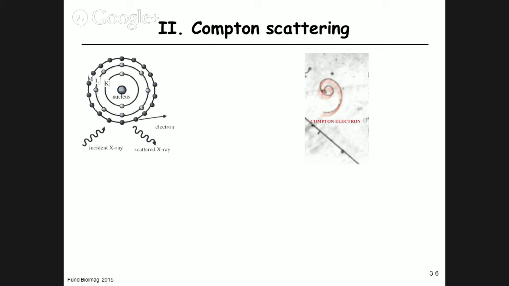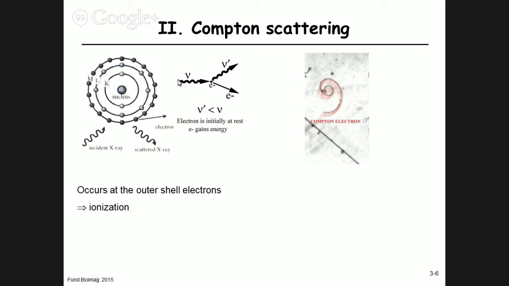We'll do that experiment later. Now, Compton scattering occurs at the outer shell electrons. It's an effect that's largely limited to the outer shell electrons. Since it's an interaction of the X-ray with the electrons, it actually results in ionization of the atom. So basically, you've got the X-ray coming in, here's the outer shell electron. It's kicked off with a certain energy, and the photon is deviated. We'll assume here that the electron is at rest and takes up some of the energy from the photon. So that's the basic mechanism here.